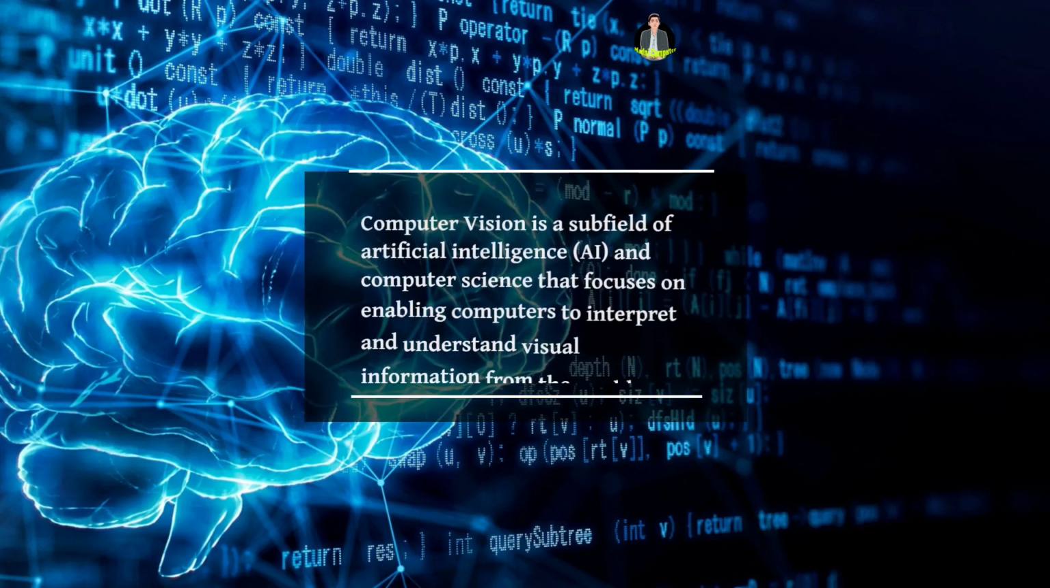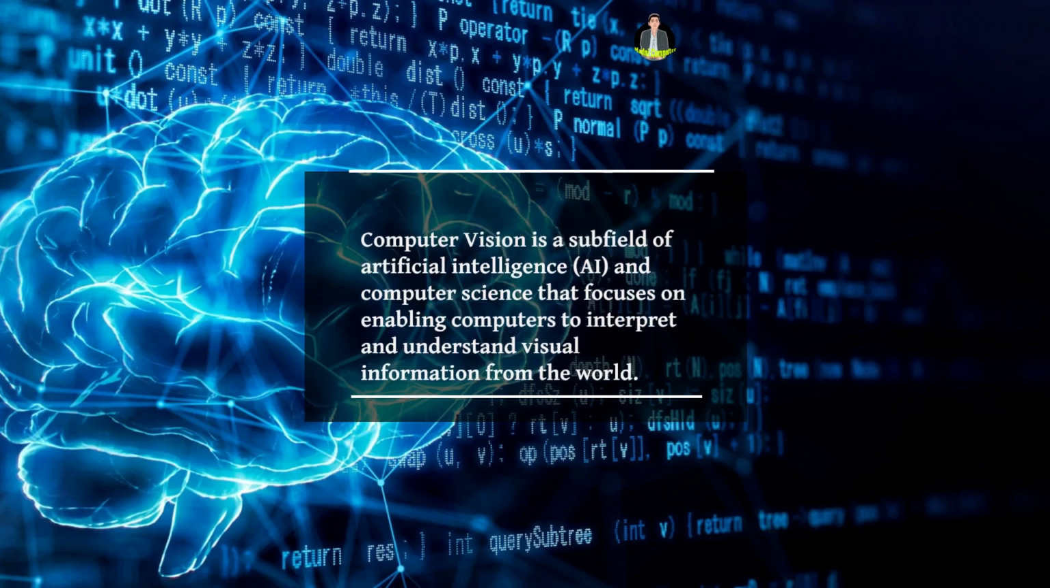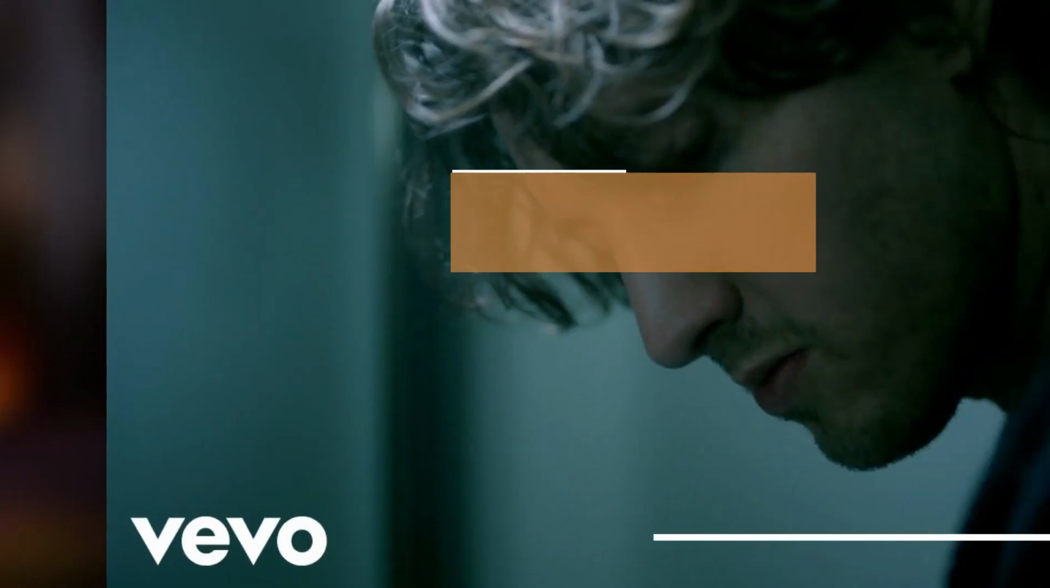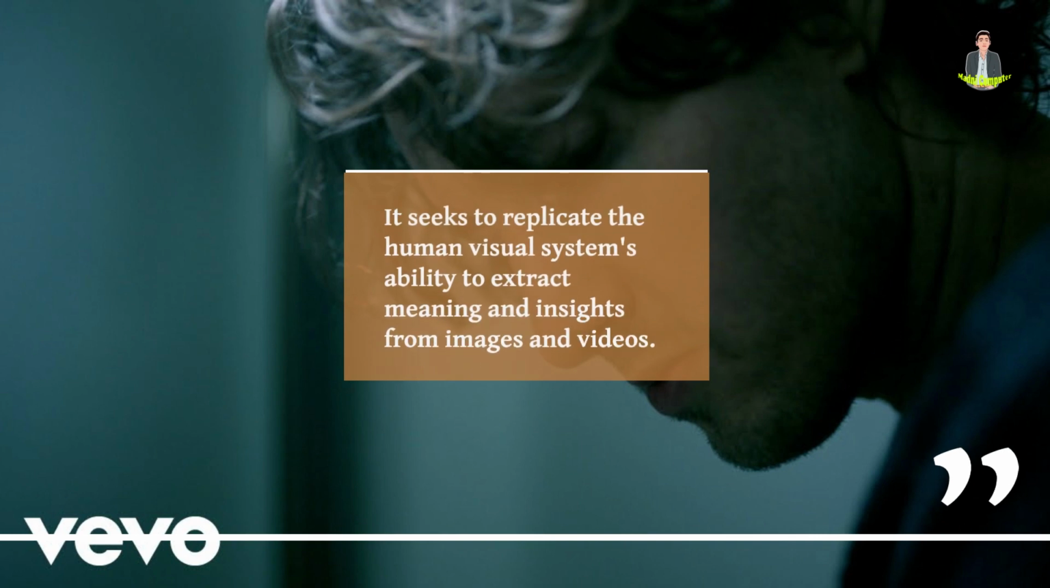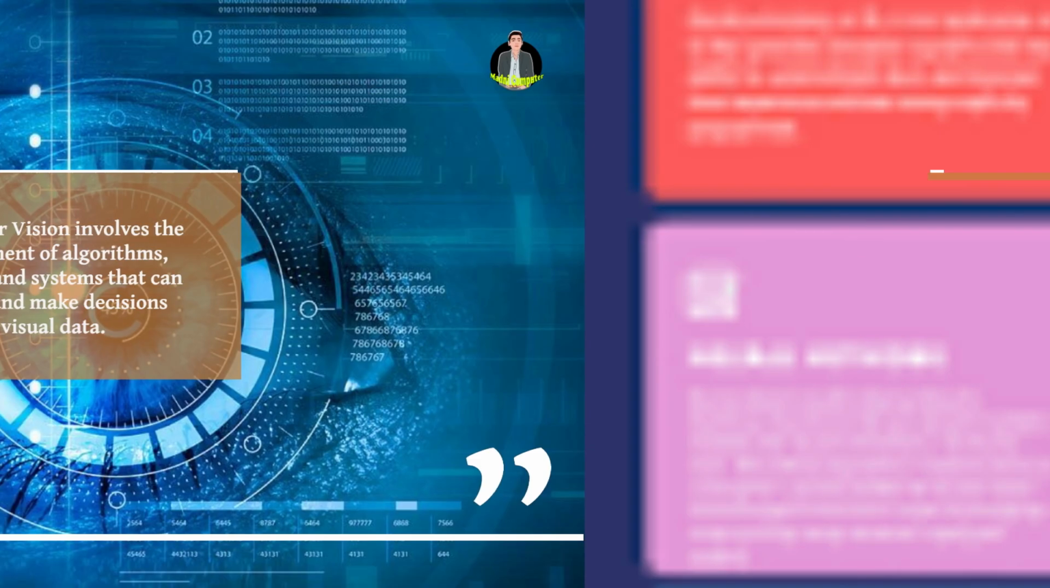Computer vision is a subfield of artificial intelligence (AI) and computer science that focuses on enabling computers to interpret and understand visual information from the world. It seeks to replicate the human visual system's ability to extract meaning and insights from images and videos. Computer vision involves the development of algorithms, models, and systems that can analyze and make decisions based on visual data.